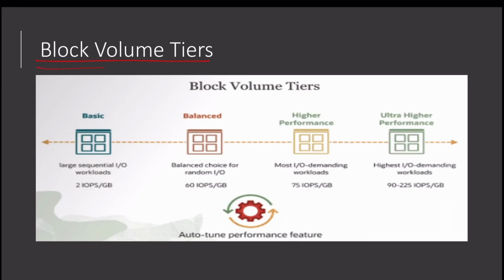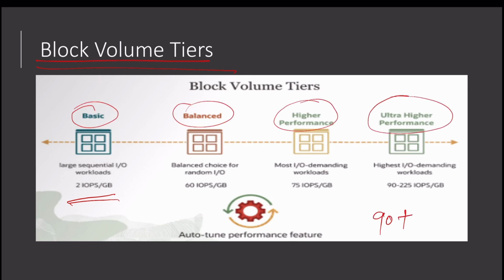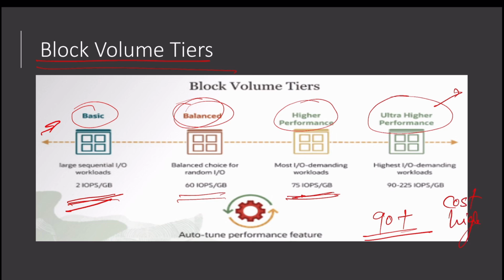Next we have the tiering in block volume. It's like IOPS per GB. So there are four tiers in this one: basic, balanced, higher performance, ultra higher. When they talk about 90 plus IOPS per GB, then you need to choose the ultra higher performance tier. If they talk about 75 IOPS per GB, then you need to go for this one. When up to 60 IOPS, you need to go for balanced. For 2 IOPS, you need to go for basic. Similarly, when you go from left to right, the cost will be higher. Cost is higher here. Here cost is lower. There is also an auto tuned performance feature available. We can use that one.